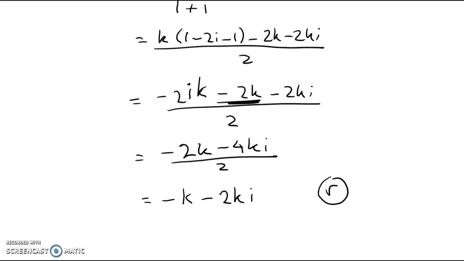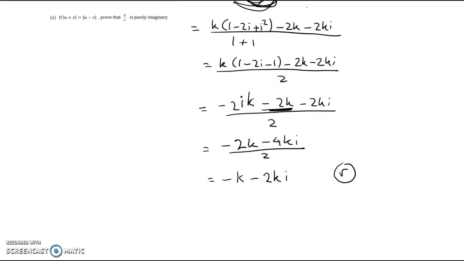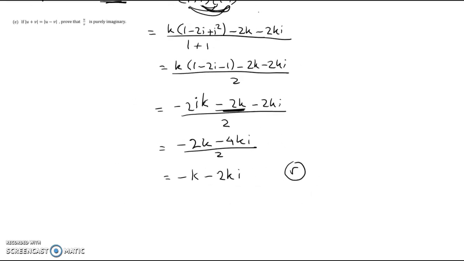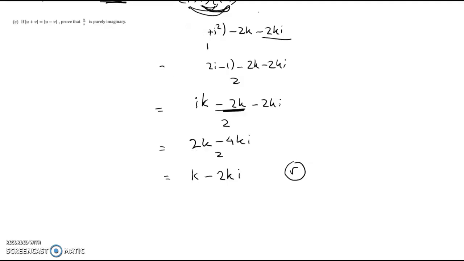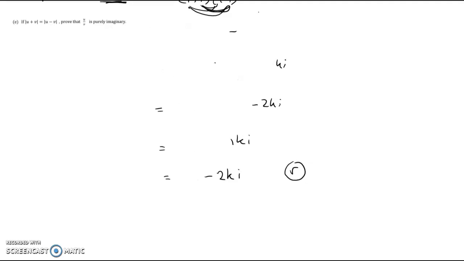So that's, I think, a very easy merit question, as long as you go slowly enough and check your work to see that you haven't made any small mistakes with subtraction or addition. Okay, and then the last one is to prove that u over v is purely imaginary if this condition here is true. I'll just make that a wee bit bigger.